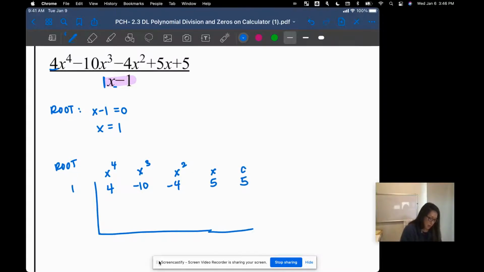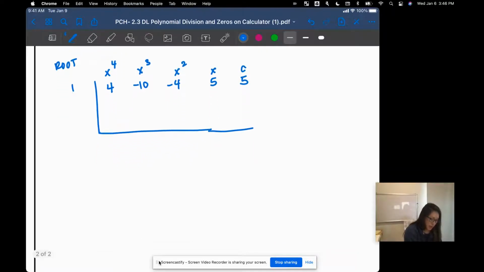Okay. What you do is you add. So I'm going to add 4 plus 0 is 4. And then you multiply by the root. My root is 1. So 4 times 1 is 4. Now we add. Negative 10 plus 4 is negative 6. Multiply negative 6 by the root. So negative 6 times 1 is negative 6. Then I add. So negative 4 plus negative 6 is negative 10. Multiply by the root of 1, which gives me negative 10.